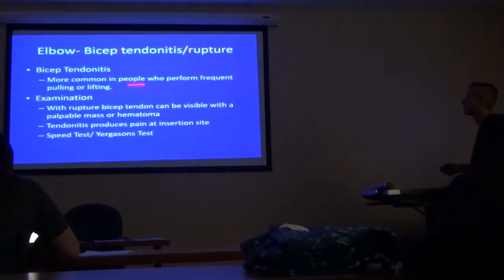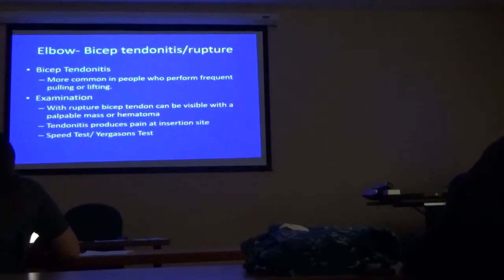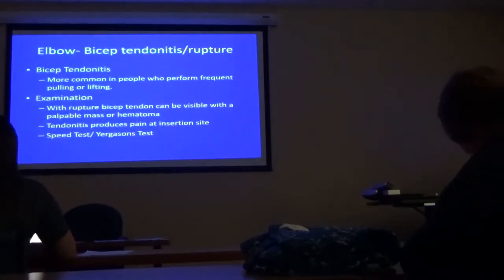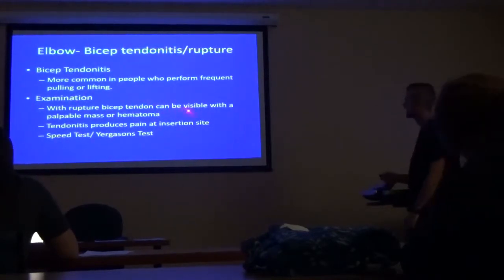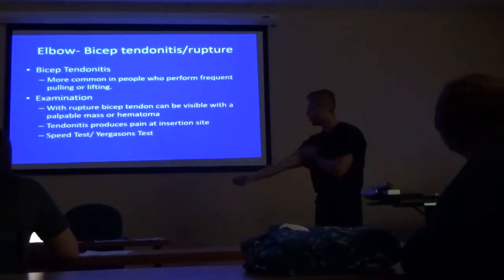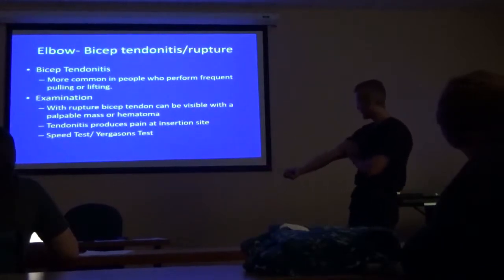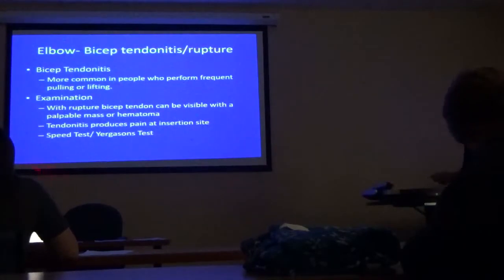All right, bicep tendonitis or rupture. More common in people who perform frequent pulling or lifting. These are going to be your weightlifters, day laborers, or just a normal dude that was trying to lift something up and felt a pop. Rupture of the bicep tendon can be visible with a palpable mass or hematoma. So it ruptures up here and then kind of just goes back down in here. Tendonitis produces pain at the insertion site.